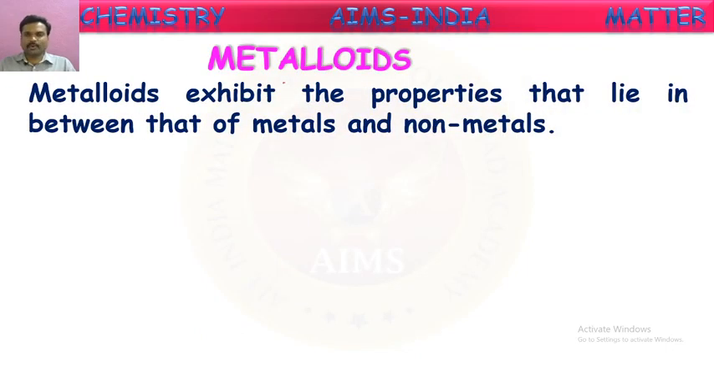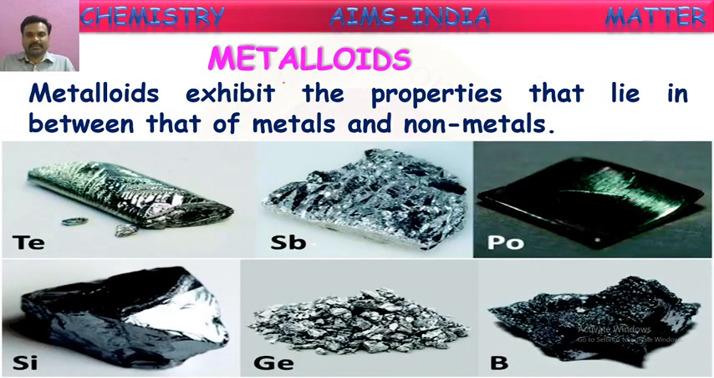Metalloids exhibit properties that lie in between those of metals and non-metals. Yes, some elements exhibit the properties of both metals and non-metals. Some properties of metals and some properties of non-metals are shown by these elements. Such elements are called metalloids. Examples of metalloids are boron, germanium, silicon, polonium, tellurium, and bismuth. These all come under metalloids.